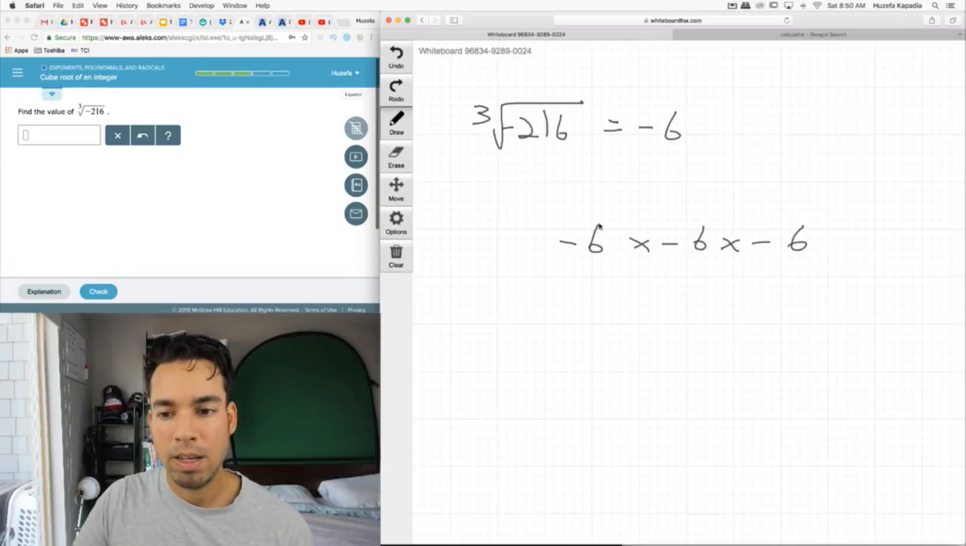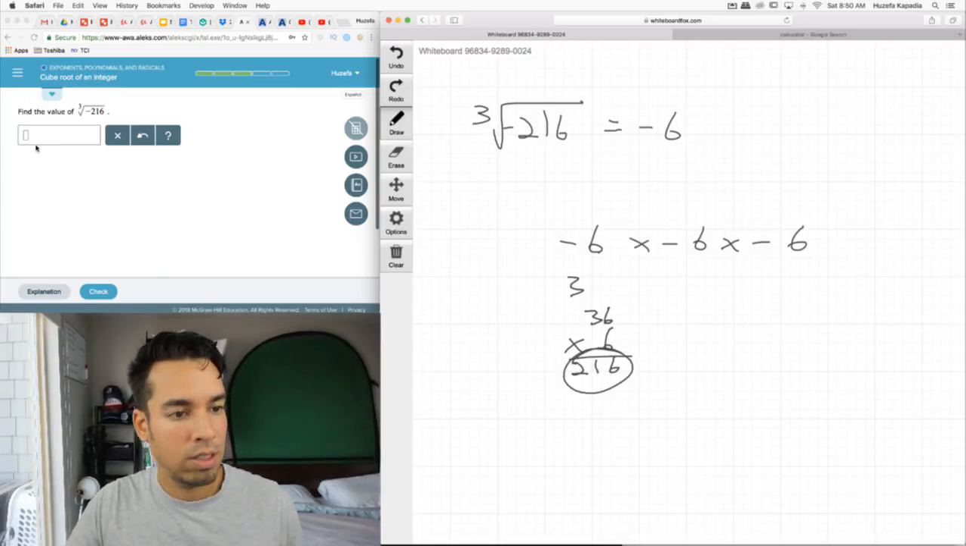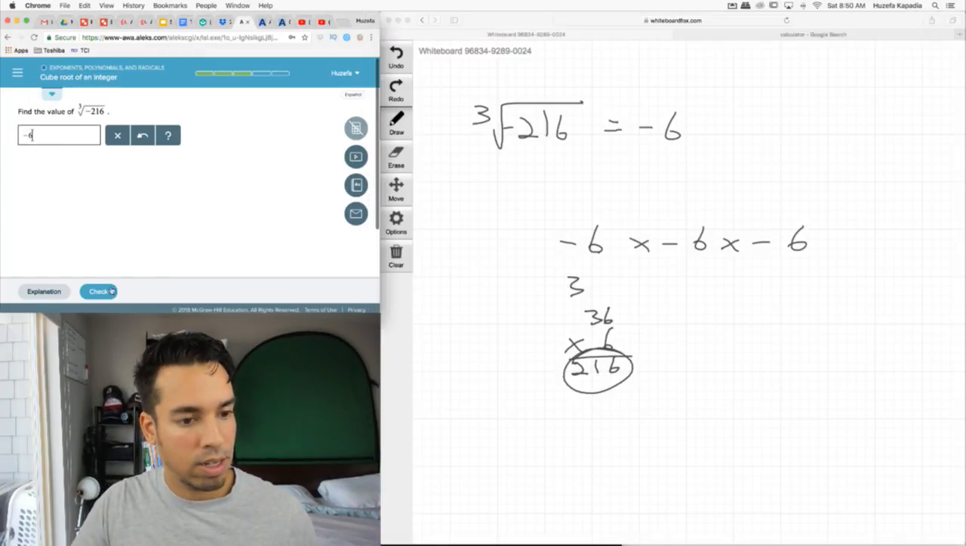Now we already know that a negative times a negative times a negative is going to be negative, because negative times negative is positive, times another negative is going to be negative. So we're good there. We know the value has to be negative. Then 6 times 6 is 36. And then times 6 again, 18 plus 3 is 216. So we know that this is negative 6.